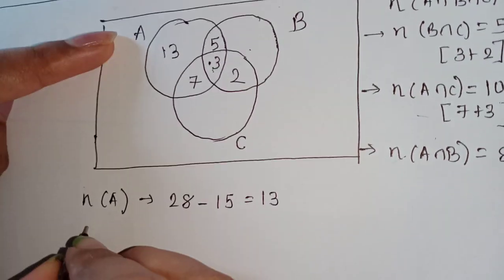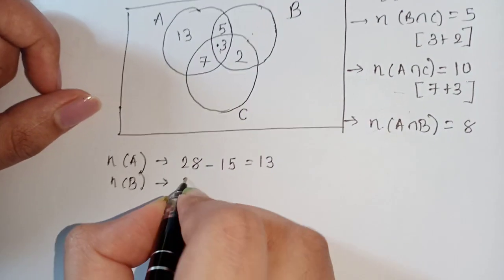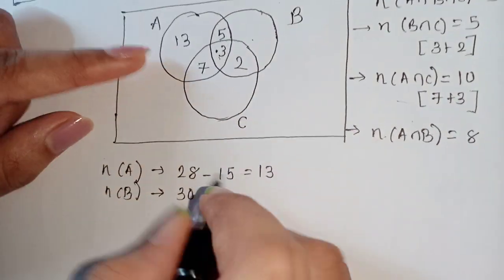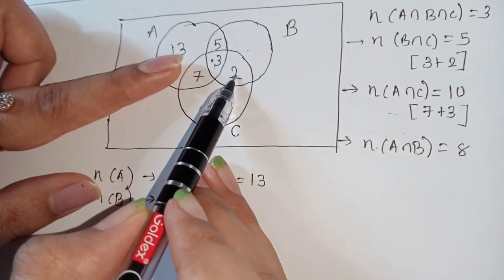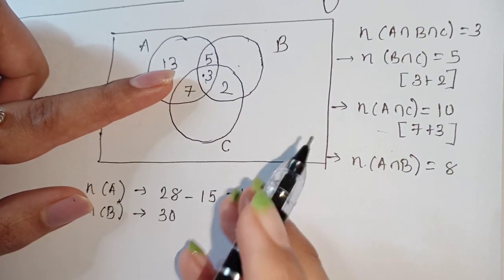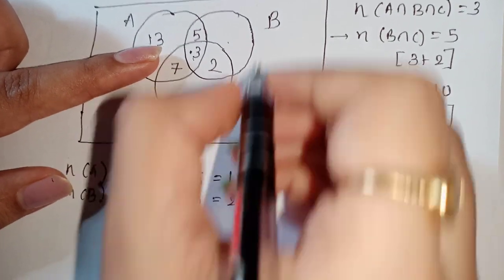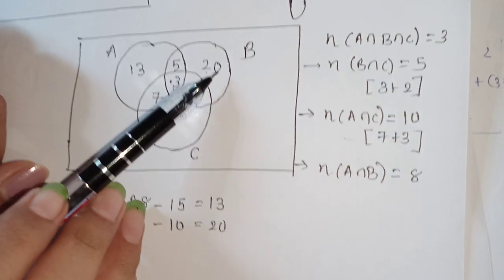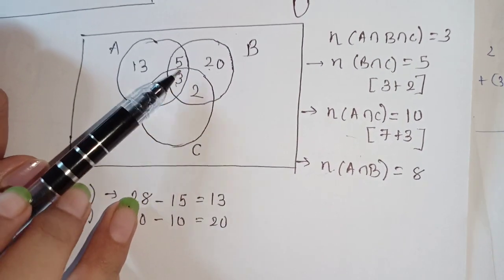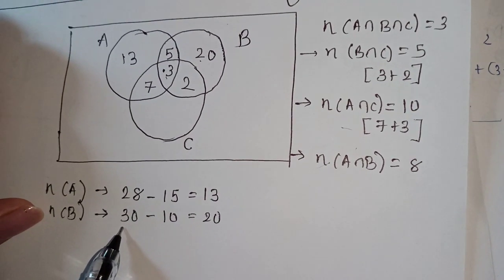Clear? Number of B is given as 30. B, 5 plus 3, 8. 8 plus 2, 10. 30 minus 10, you will get 20. So I will write 20 over here. Now add this: 20 plus 5 plus 3 plus 2, you will get total number as 30.